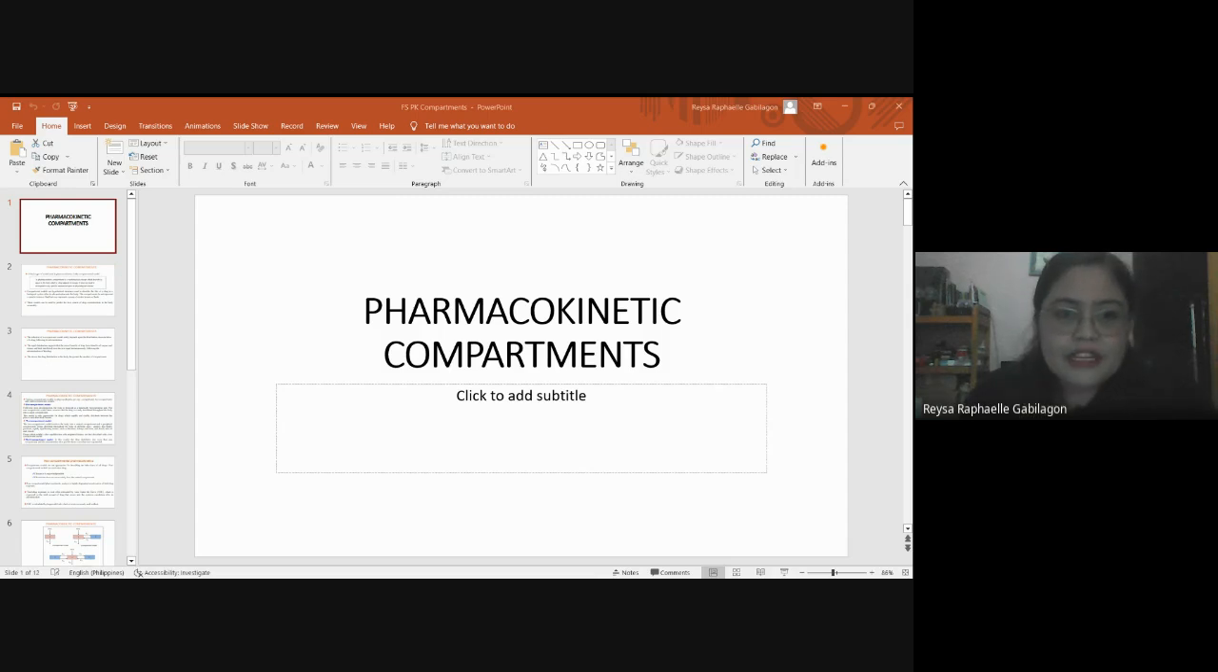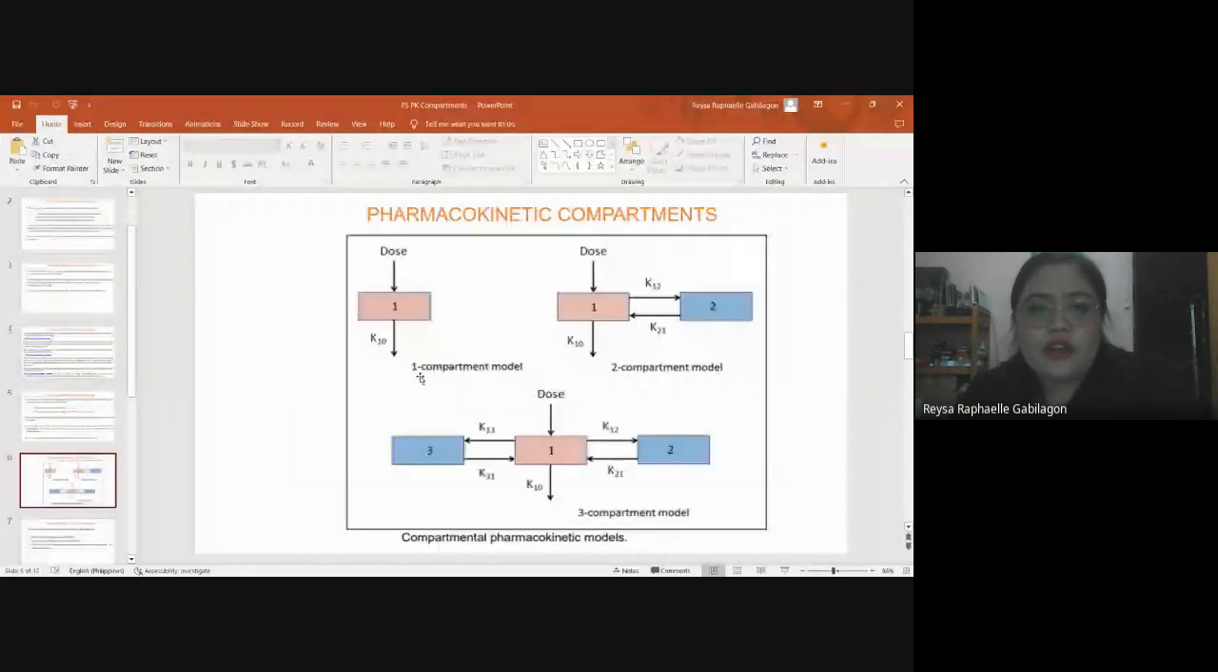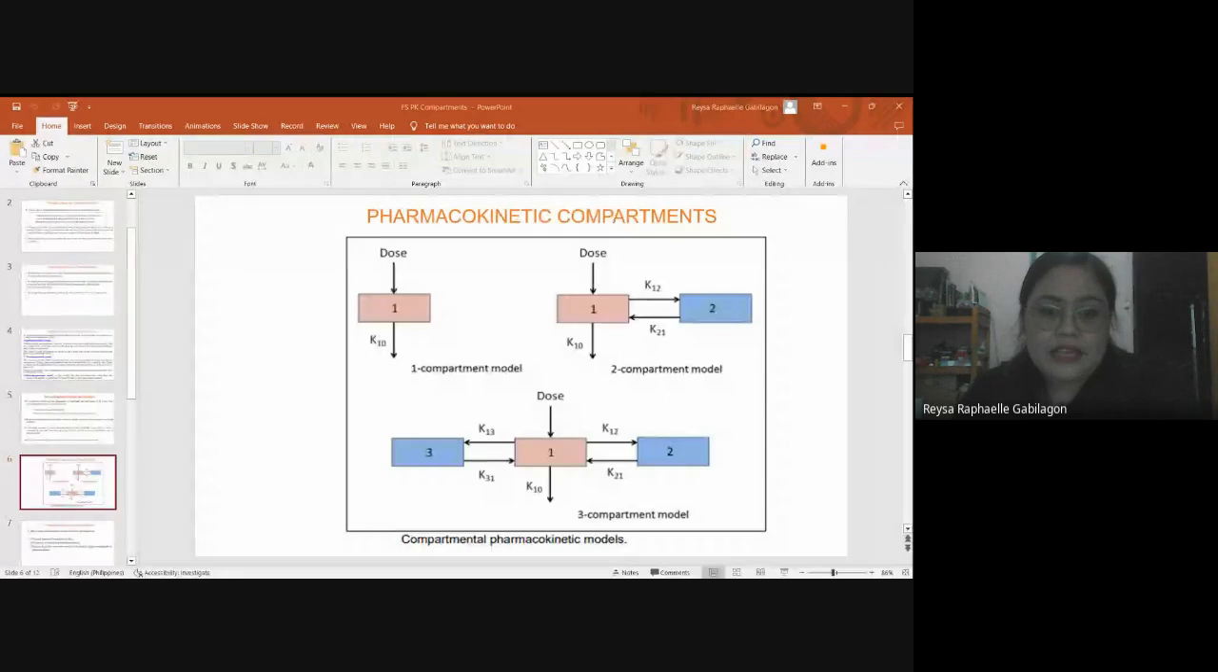We have here the one compartment model. So as you can see, we only have one compartment. Here, the body is being treated as one unit. So like if the drug is being administered, the drug is evenly distributed all over the body, and we have one elimination constant only. Okay?